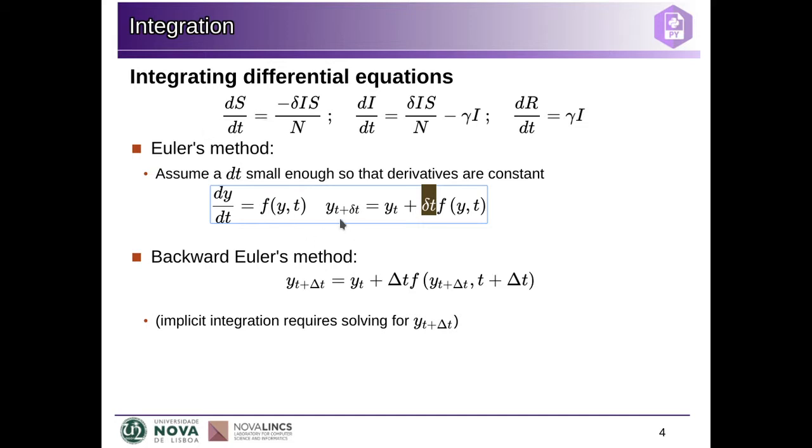So in that case, we can compute the value of one of these variables in the next time step, starting from the value on the current time step and then multiplying the time step by the value of the derivative. So if we assume that the derivative, this f here, is constant within this time step, because the time step is very small, we just compute the value and add it to the previous value.